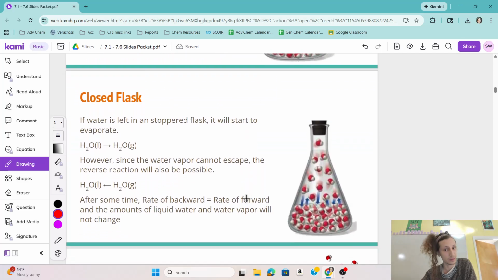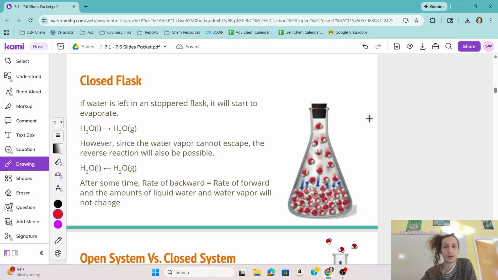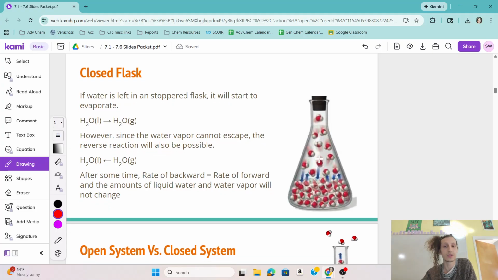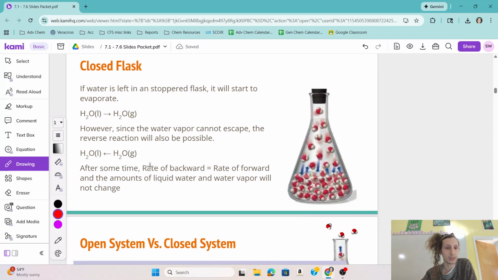If, however, we close the flask, right, so we put a little cork in it, or you have a coffee mug with a lid on it, then whatever steam is going to recondense is in the same container, so it would be able to recondense. And you see these double arrows indicating that both directions are indeed happening. Eventually the rate of these two reactions become equal, so we don't see any amount changing.